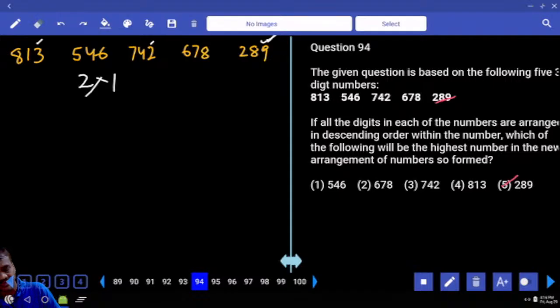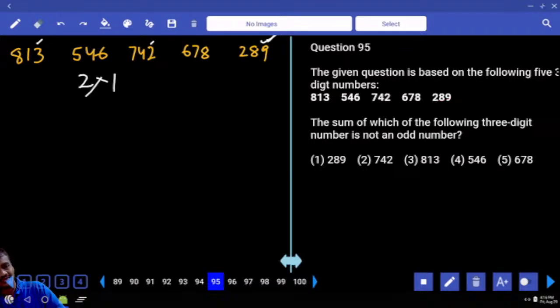Then 95. Now in this 95, the sum of which of the following three digits is not an odd number. Not an odd number, sum. 8 plus 1, 9, plus 3, 12. 12 is not an odd number. Then next one, not an odd number, numbers were given. 813, that is straight away the choice. Now this is how you need to work out these sets of numbers and sets of words, rather than writing out each and every number separately. Okay? In the classroom it is different. We'll write each and everything separately.